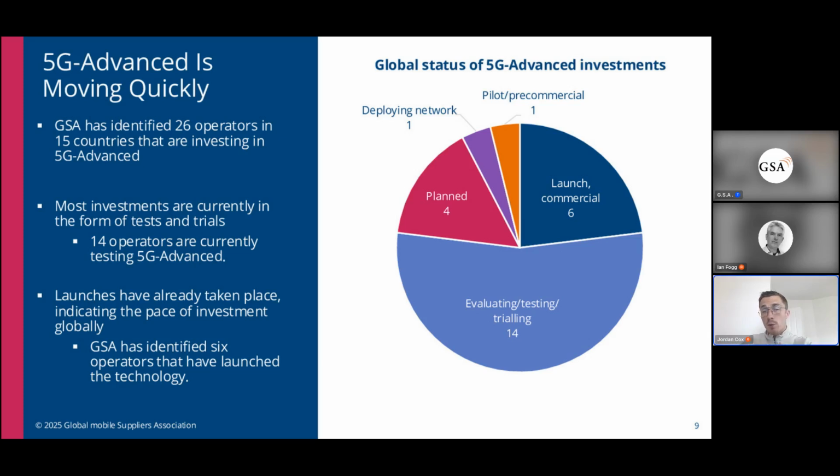So we've seen that 5G Advanced brings major technical benefits, but what about real-world momentum? So according to the GSA's latest data, 5G Advanced is moving at pace. We've identified 26 operators across 15 countries that are already investing in this next generation technology. And right now, most of these investments are in the form of tests and trials, which is typical for a technology at this stage. The GSA tracks 14 operators who are actively testing 5G Advanced capabilities, and these range from lab-based evaluations to field trials in real-world environments.